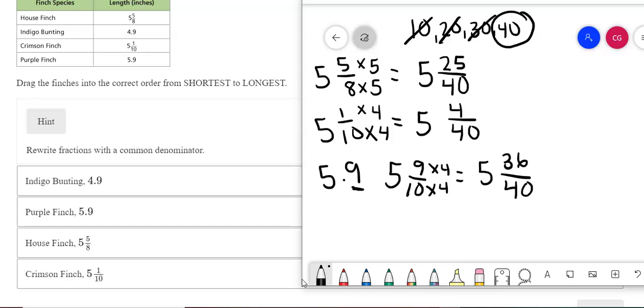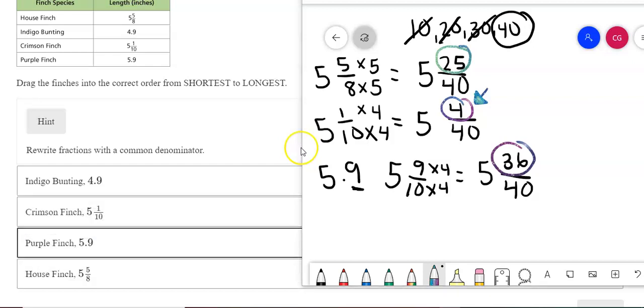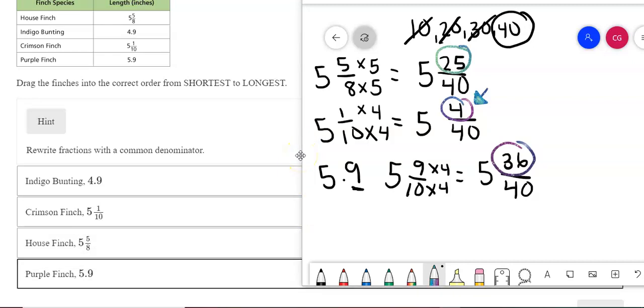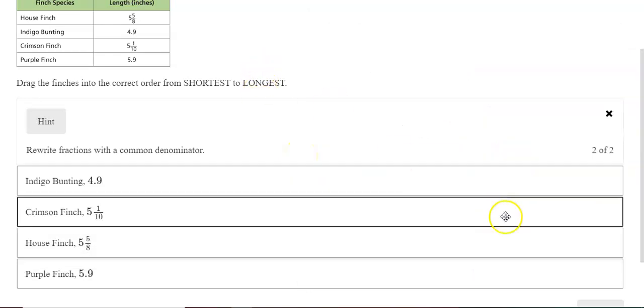So let's see which one comes after the indigo bunting. Remember, we knew this one was the smallest because it was a 4. So our denominators are all the same. Let's look at our top numbers. We have 25, 4, and 36. That means 4 is the smallest of those. So the 4 is going to be going next. So that's 5 1/10. Then we have 25, which is 5 5/8. Then we're going to finish up with 5.9.